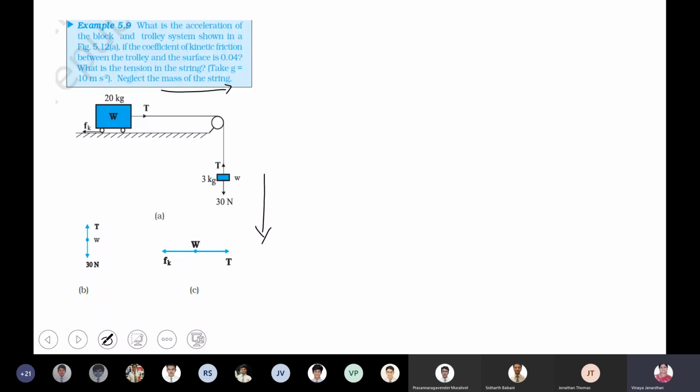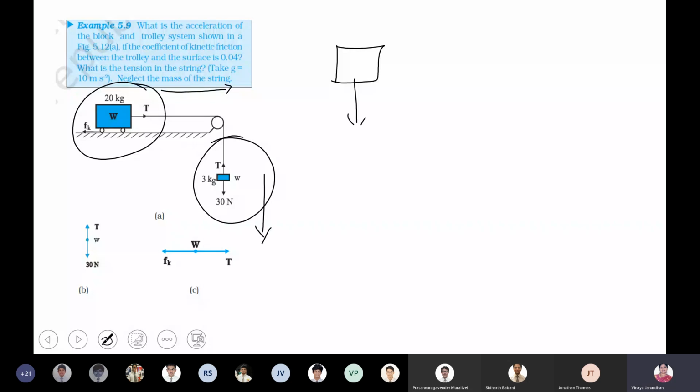Boys, keep this in mind. When you have connected motion, the acceleration of both the bodies, here, what are the two bodies? The block is one body, the trolley is another body. So both the bodies will have the same acceleration and the tension along the string will be the same. So now I have to go for this block diagram. Suppose I take the block, right? Its own weight is acting in the downward direction. The tension is acting upwards.